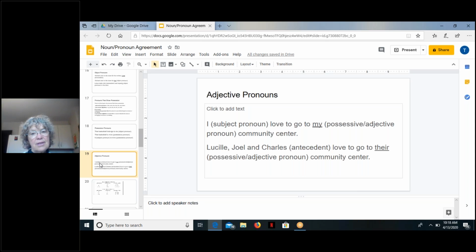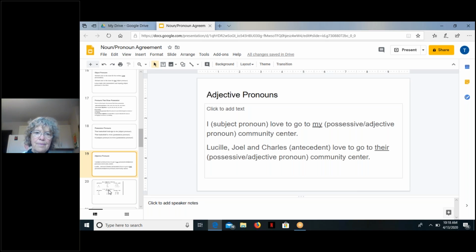Here we have a plural subject antecedent, Lucille, Joel, and Charles, who love to go to their community center. In this case, it's a third person, and they love to go to their community center, their being an adjective pronoun that modifies community center, but refers back to the fact that Lucille, Joel, and Charles are three people, and it is plural.